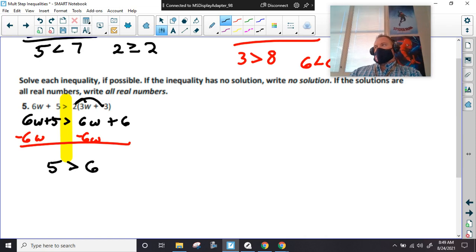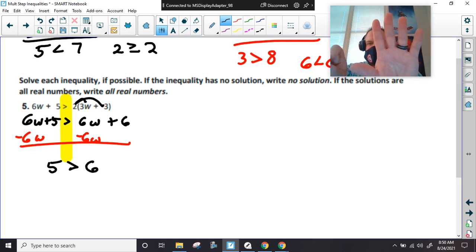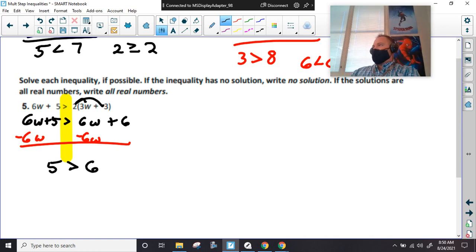Now, hopefully, if you know that you have this many fingers and this many fingers, one of them is bigger than the other. If you have 5 Reese cups, is that more than having 6 Reese cups? And for anybody that's allergic to peanut butter, I'm sorry. No, this is a false statement. This would be no solution.